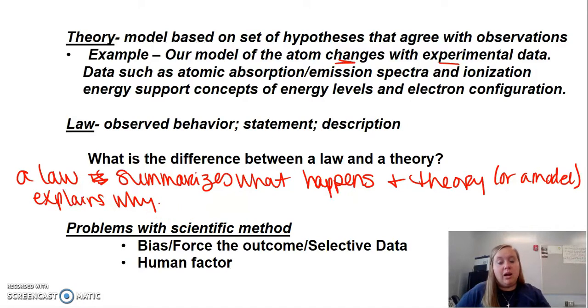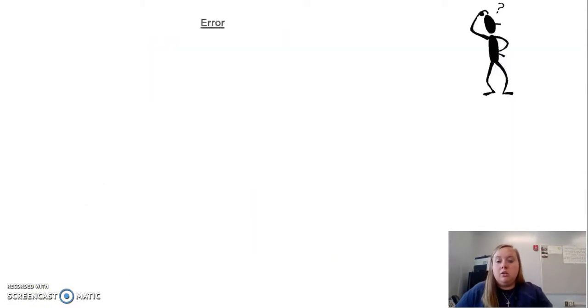And of course, there are problems with scientific method with these observations, and you have to look at things like biases, selective data, human factor, that sort of thing, which are all going to be in the next slide when we talk about error. So throughout this year, you're going to be writing some lab reports. And in the analysis section of your lab reports, you're going to need to be talking about error. So what specific things happened in your lab that resulted in errors being made or resulted in your labs not having maybe the results that you want.